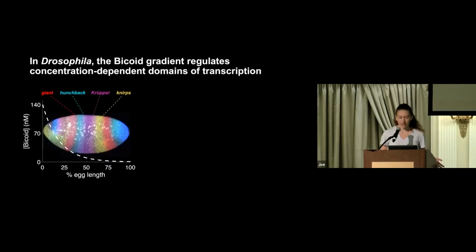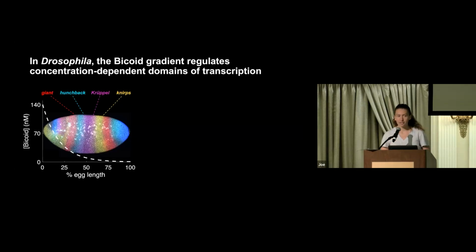And the early Drosophila embryo is an excellent system for studying concentration-dependent transcriptional regulation because the embryo expresses a precise exponential gradient of the transcriptional activator Bicoid across the anterior-posterior axis, with the highest Bicoid concentrations in the anterior of the embryo. Bicoid binds to its target enhancers in order to upregulate precise domains of gene expression across the AP axis.